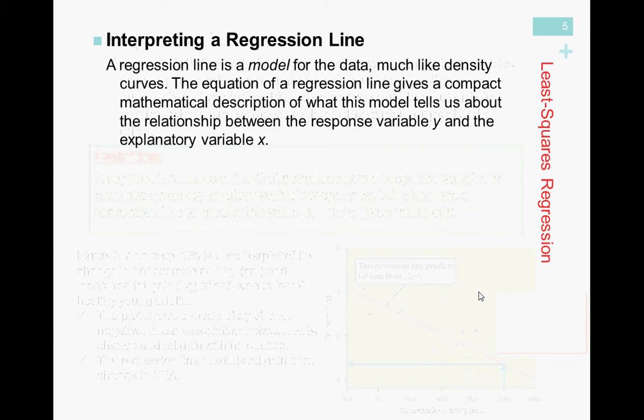Speaking of it, now we need to talk about interpreting a regression line. A regression line is a model for the data, much like density curves. The equation of a regression line gives a compact mathematical description of what this model tells us about the relationship between the response variable y and the explanatory variable x. So it is about the relationship between the 2 variables.